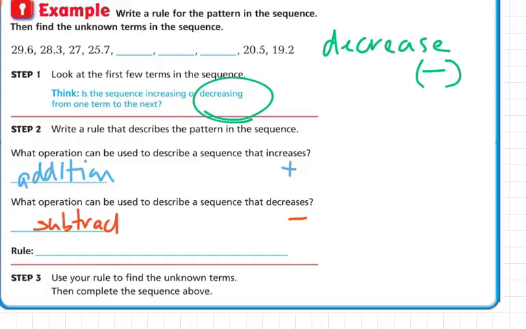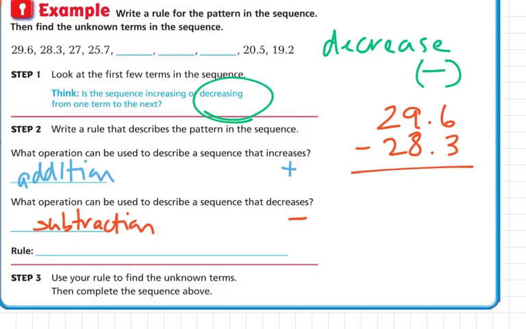So when we think about this, are we going to want to use subtraction or addition for writing our rule here? For our purposes here, we're going to want to use subtraction. If we look at 29 and 6/10, and we subtract 28 and 3/10, we see 6 minus 3 is 3. 9 minus 8 is 1. Now I would go on and do it for the next term as well, just to make sure that the sequence is constant.